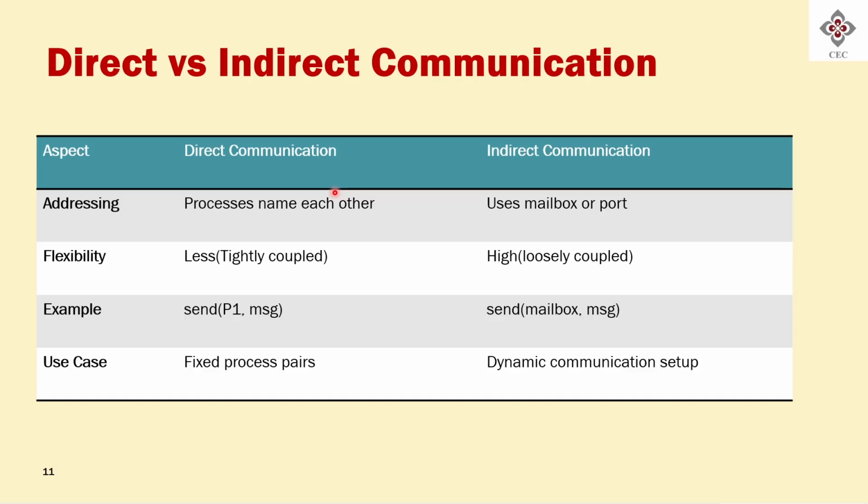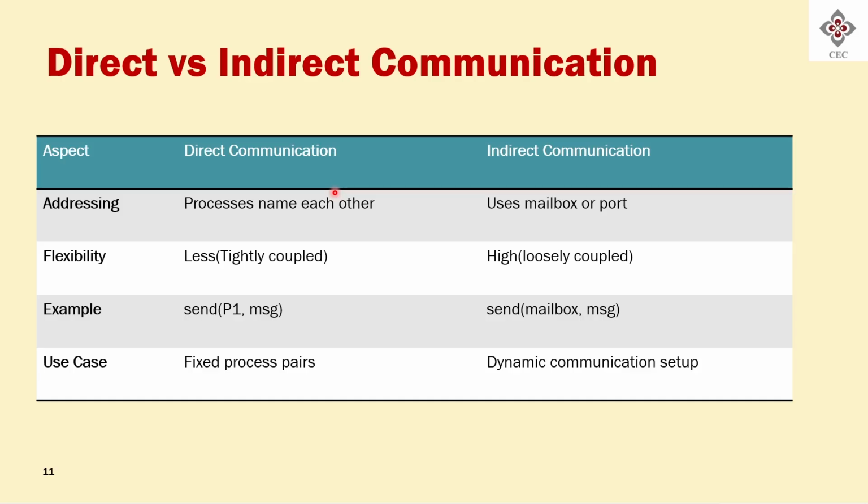P1 refers to the process and the message is the actual message you want to send, whereas in indirect communication, send mailbox comma message. So, you are not explicitly saying this process is transmitting data, you can put that in the mailbox and the message can be retrieved. And the use case here is fixed process pairs.